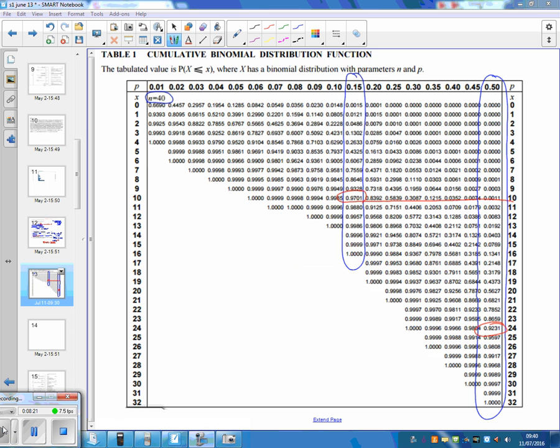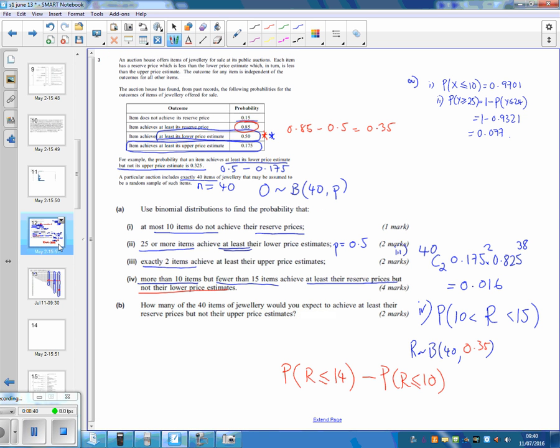So for probability 0.35, find that on my table. This is the column I want. And I want less than or equal to 14, 0.5721. Take away less than or equal to 10, which is 0.1215. So that's the calculation that I need to do. 0.5721 take away 0.1215, and that will give me my probability of 0.4506, and that's my answer for part 4.